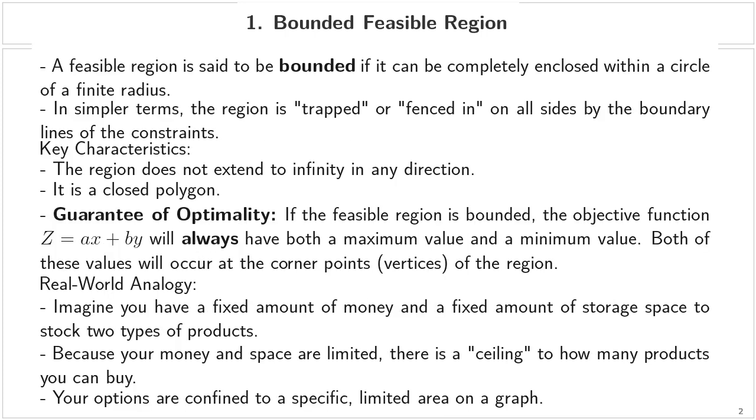To make this more concrete, let's look at a real-world analogy. Imagine you are running a small business and you have a fixed amount of budget and a fixed amount of storage space to stock two different products. Because your money and your space are limited, there is a natural ceiling to how many products you can possibly acquire. You can't buy infinite stock because you'll eventually run out of cash or room. Therefore, your possible production options are confined to a specific, limited area on your graph.